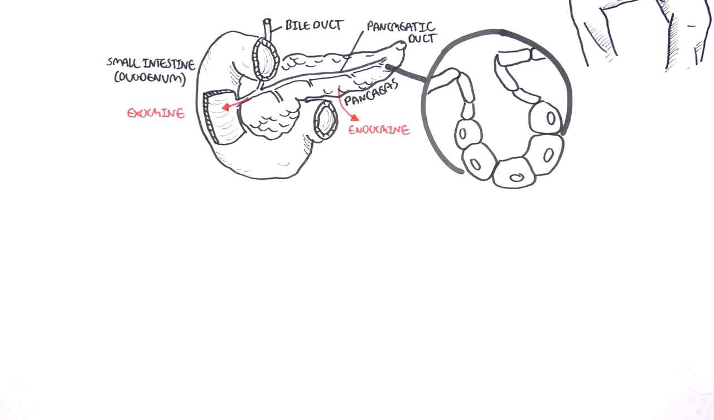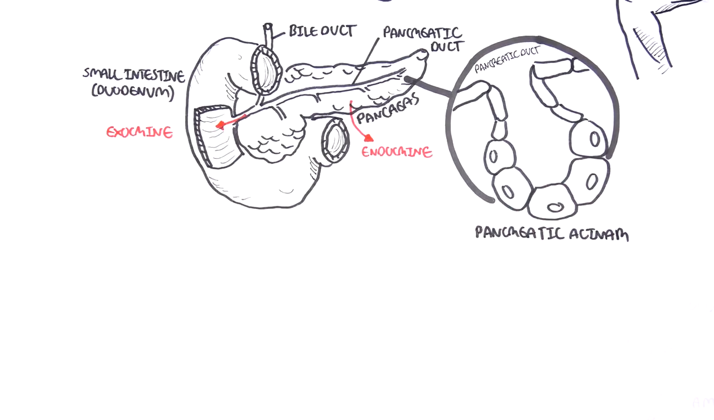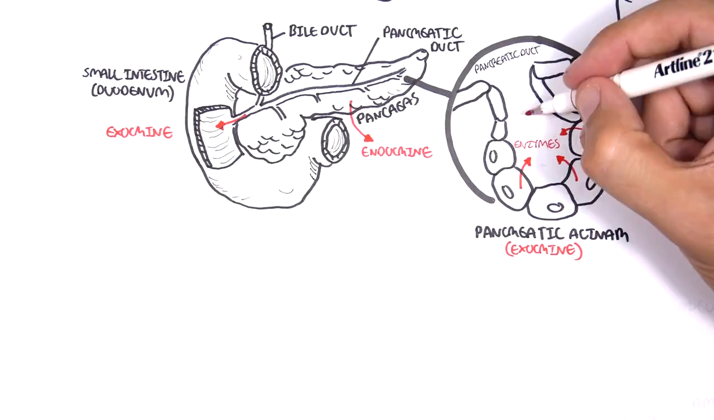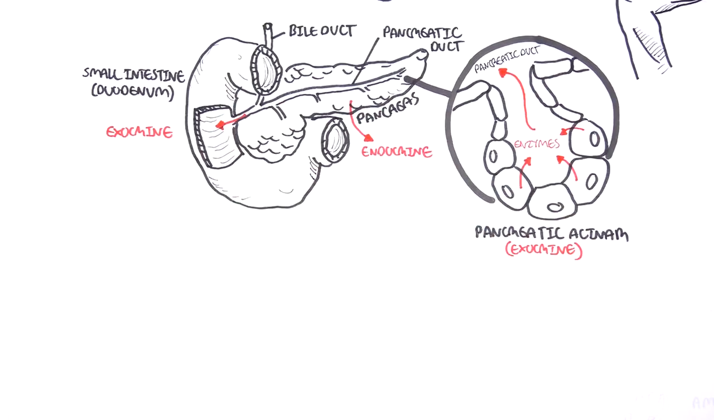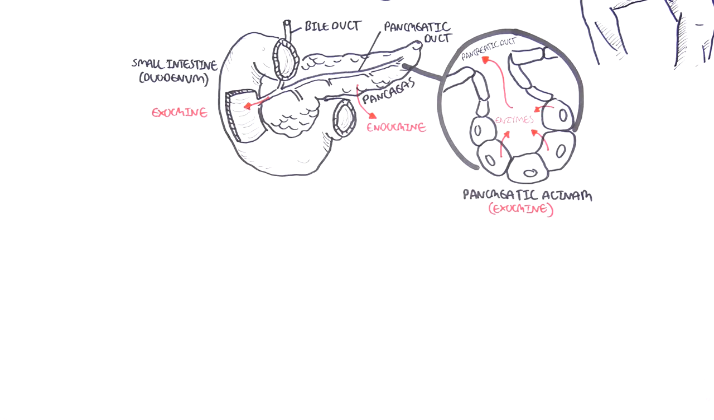The normal pancreas has clusters of cells called the pancreatic acini. These work as the exocrine glands. Here are cells that produce the digestive enzymes, which then travel through the pancreatic duct into the small intestine.